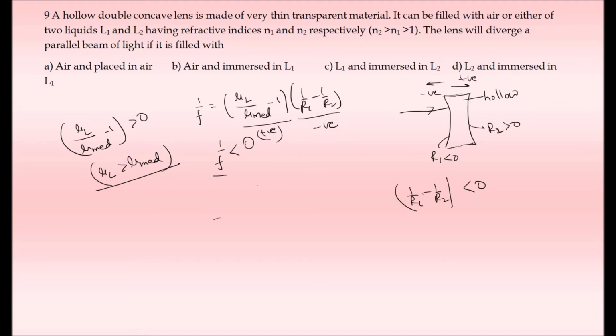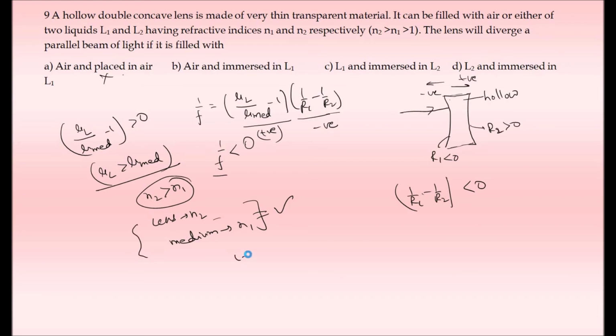Now based on this concept, we explore all the options. The first option is air placed in air. So if the lens is filled with air and placed in air, then the lens material is air and the medium is also air, so this condition will not be satisfied. And if you see the options, n2 must be greater than n1. So if we fill the lens with n2 medium and the medium has n1, then this hollow double concave lens will diverge the light ray. So this is our first option.